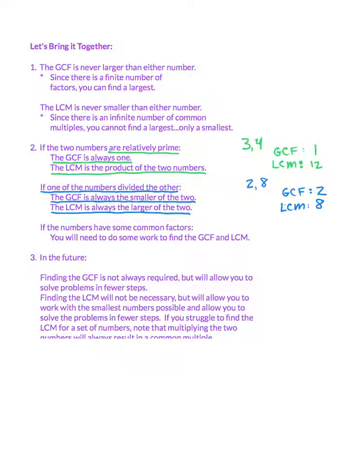In the future, finding the GCF is not always required, but will allow you to solve problems in fewer steps. If you struggle to find the greatest common factor, start by just finding a common factor. Similarly, finding the least common multiple will not be necessary, but will allow you to work with the smallest numbers possible and allow you to solve the problems in fewer steps. If you struggle to find the LCM for a set of numbers, note that multiplying the two numbers will always result in a common multiple.